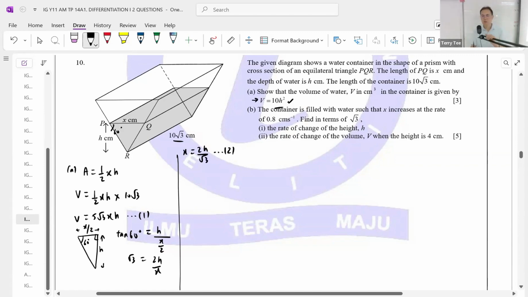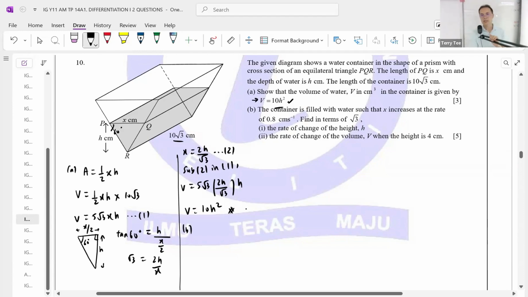Equation number 2. So why do I leave it like this? Why do I make x the subject? Because you want your answer to be in terms of h. You don't want x, right? So you sub equation 2 inside equation 1. Your volume is 5 square root 3 times x, which is 2h over square root 3 times h. Simplify further, then h squared. There you go, you got your volume V in terms of h.